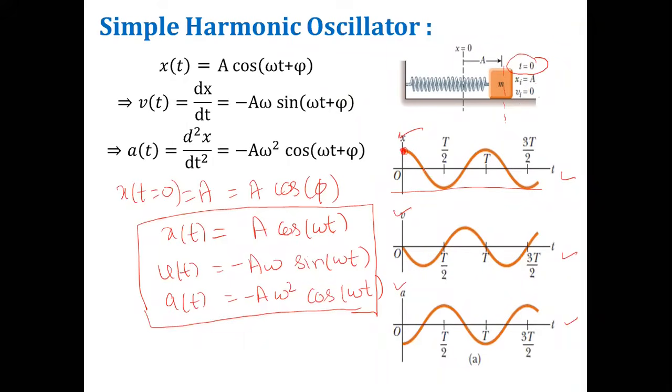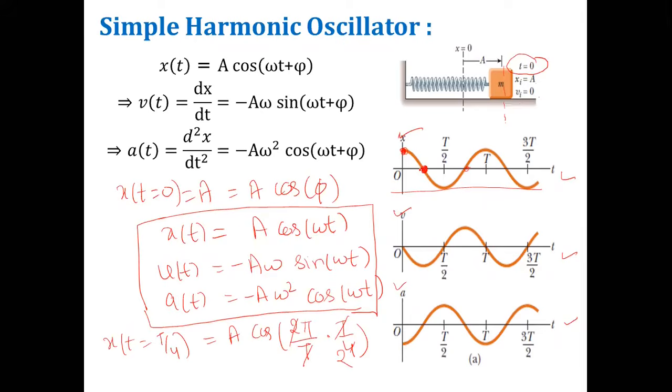Now let's take easy points from this graph. At t is equal to T by 4, what would happen? Your x would be equal to A cos omega t, where omega we defined as 2 pi by T, multiplied by T by 4. So T will cancel each other out. You'll have cosine of pi by 2, right? Cosine of pi by 2 is 0. So that is why at T by 4, you will get 0 here.